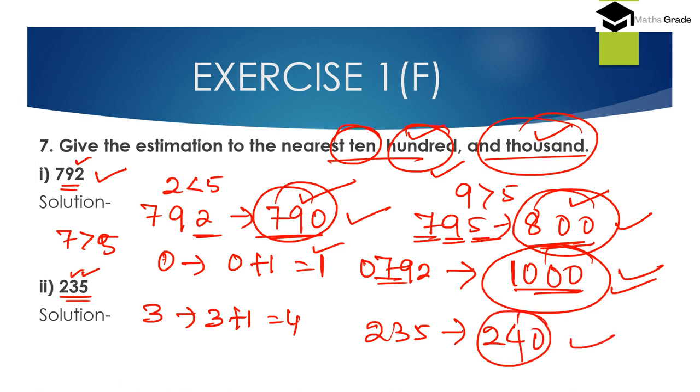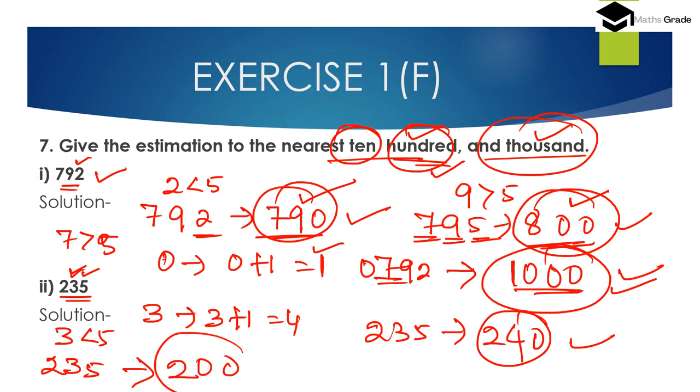So 235 rounded off to the nearest 10 will be 240. Now when we round off 235 to the nearest 100, look at the tens place value digit. Here the tens place value digit is 3. 3 is less than 5. So don't add 1 to the hundreds place value digit. Just write down the hundreds place value digit as it is, that is 2, and this 3 changes to 0, this 5 changes to 0. So it is 200.